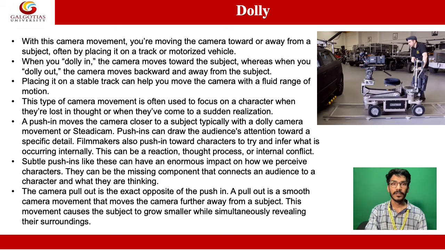Next we have the dolly shot. With this camera movement, you are moving the camera towards or away from the subject, often by placing it on a track or motorized vehicle. When you dolly in, the camera moves towards the subject, whereas when you dolly out, the camera moves backwards and away from the subject. Placing it on a stable track can help you move the camera with a fluid range of motion. This type of camera movement is often used to focus on a character when they are lost in thought.